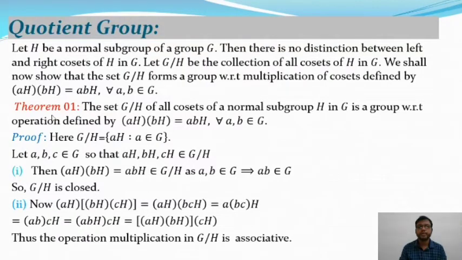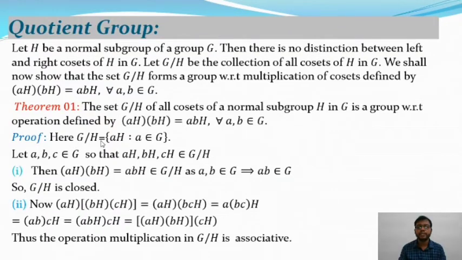So here is the theorem on the cosets. The set G slash H, which is the collection of all cosets of H in G, is defined with aH bH equal to abH for all a, b belonging to G. So the set G slash H of all cosets of a normal subgroup H in G is a group with respect to the operation defined by aH bH equal to abH for all a, b belonging to G. From this we shall prove that G slash H satisfies the closure property, associative property, identity property, and inverse property. So here is the proof of the above theorem.